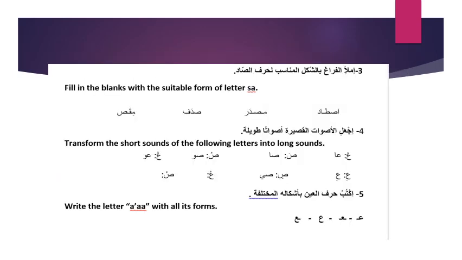In this slide, we are going to fill in the blanks with the suitable form of letter Sa. So what is the suitable form of letter Sa? Please pay attention here. We have two forms. Let's remember 1, 2, 3. How to draw the first form? Straight line, a small curve, a straight line, and we go all the way down like this.